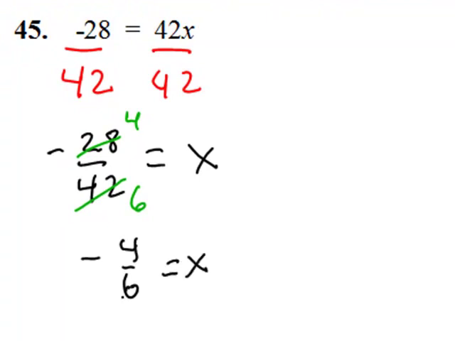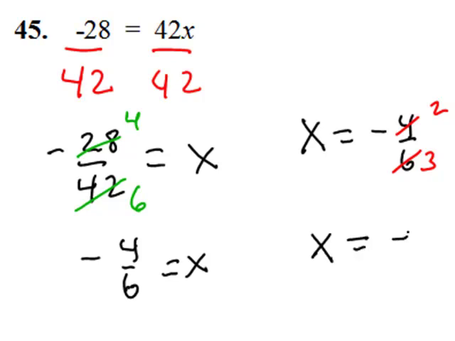which is fine, except that I want it to be x equals, so I said x equals negative 4/6. Oh, and one more thing. The negative 4/6 can simplify also by a factor of 2. 2 goes into 4 twice, and into 6 3 times. So now we have x equals negative 2/3.